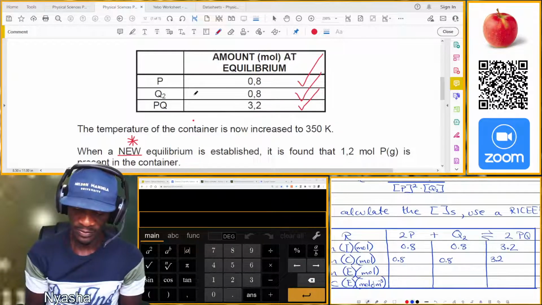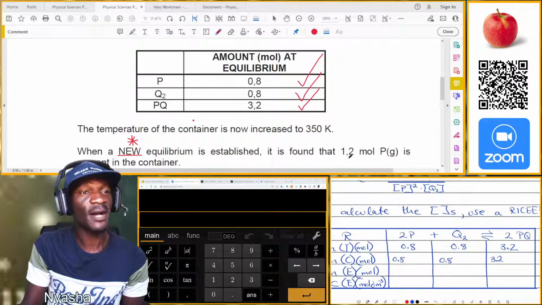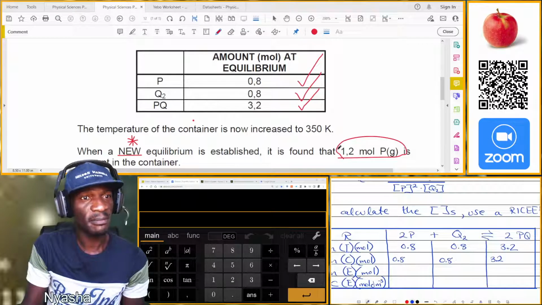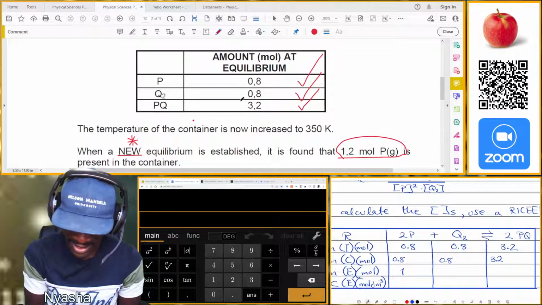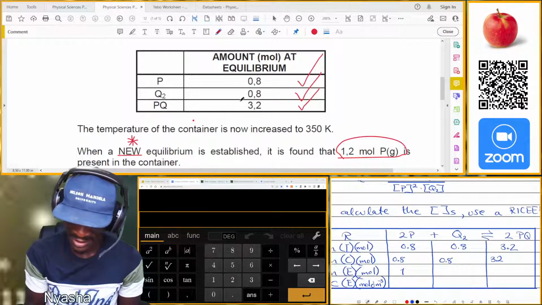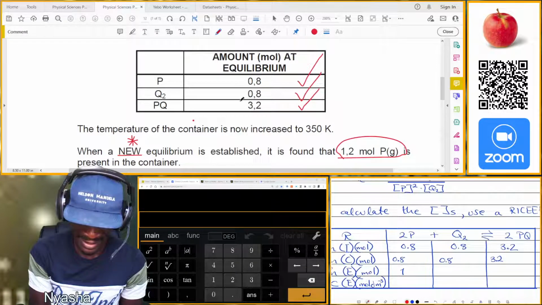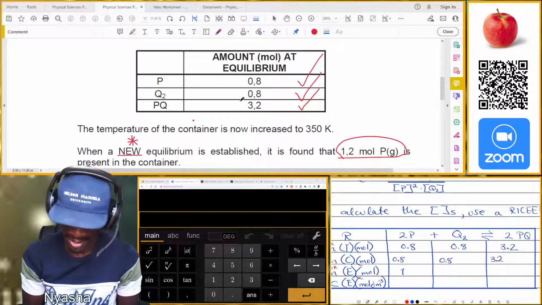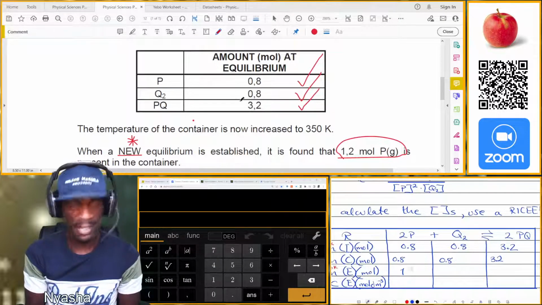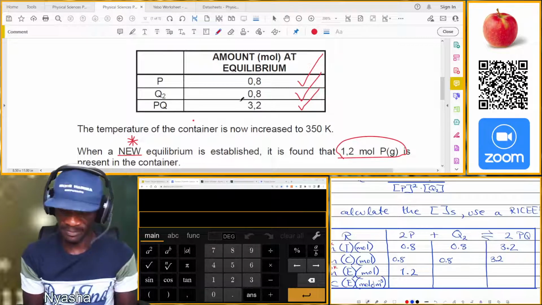Right, so there are some changes that are taking place. So they say when the new equilibrium is established, it is found that 1.2 mole of P is present in the container. So we already have an answer for the first one, the number of moles at equilibrium. This is now at 350 K, and then this is at 300 K. All right, let's make that a proper K. So that is what's happening there. So we have 1.2 mole of what? Of the substance P at the new equilibrium.